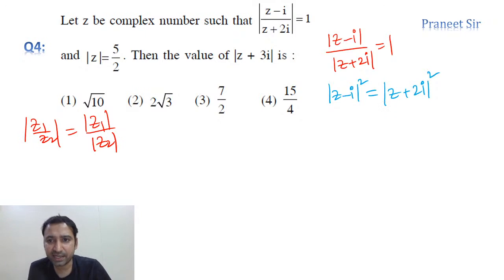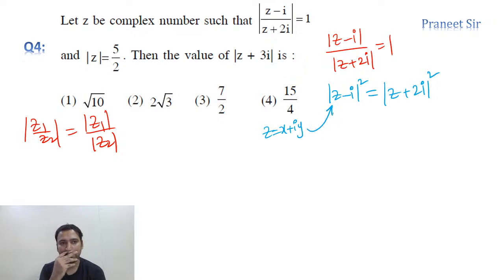Now can I substitute x plus iy in place of z? Z is equal to x plus iy, you substitute here. Let's see what we get. Mod z1 z2 is equal to mod z1 into mod z2. That is another property.